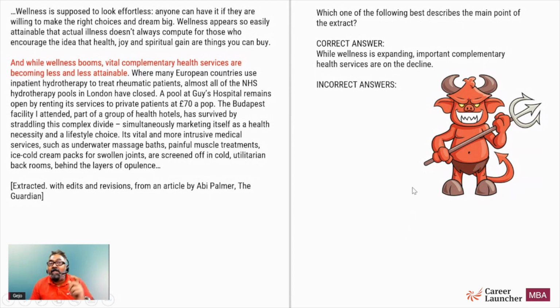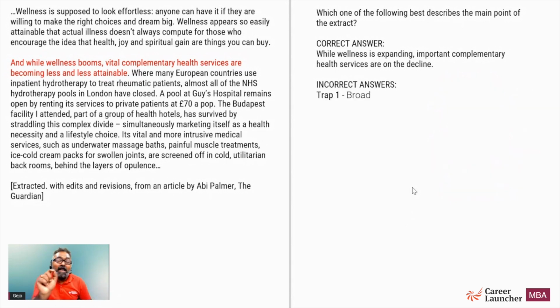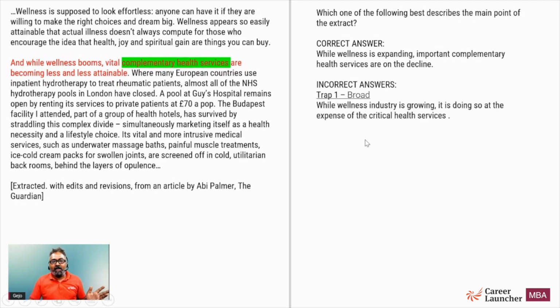Okay, let's come up with some uncertain trap. There are four things that we can do. Let's start with the first one. Let's make it broad. Context is very important. What is the context here? What kind of health services is the author discussing? The author is discussing complementary health services, not health services in general. Complementary health services specifically. Therefore, if I create the answer choice like this: while the wellness industry is growing, it is doing so at the expense of critical health services.